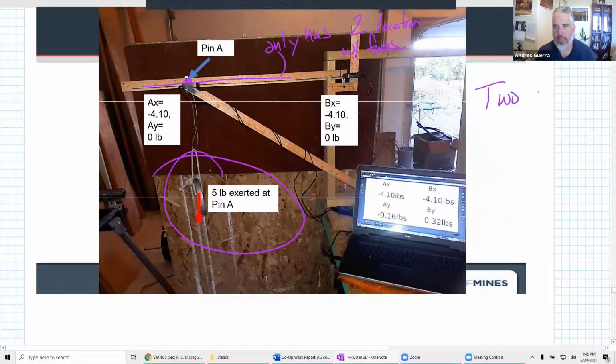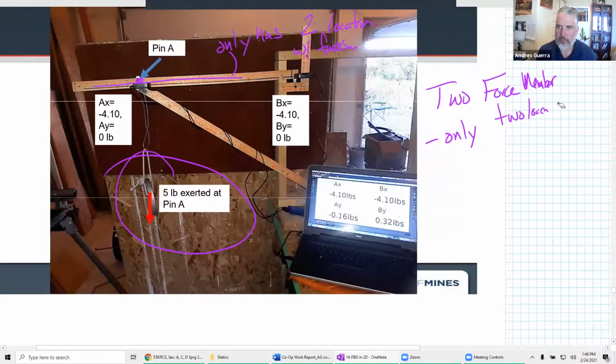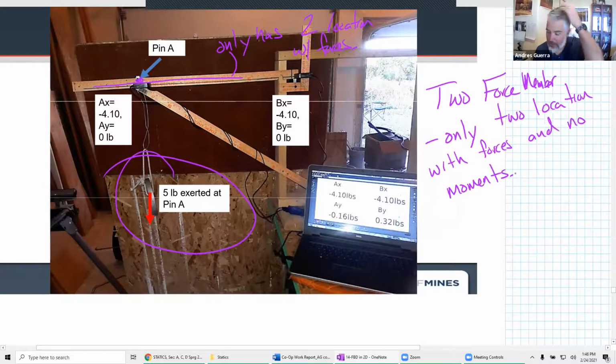So let's write this down. A 2-force member: only 2 locations with forces and no moments. We didn't talk about moments, but we're going to. It cannot have any moments. As soon as there are any moments, it's not a 2-force member anymore.